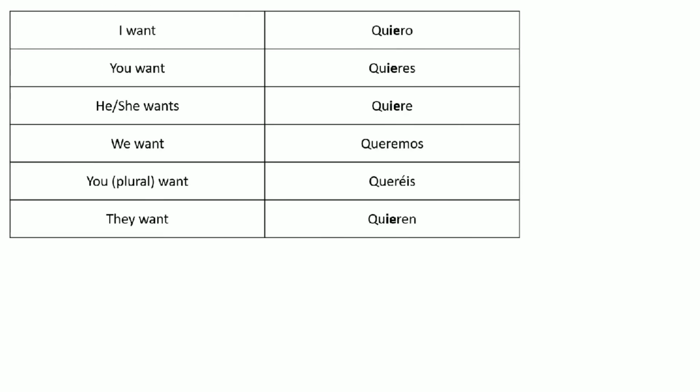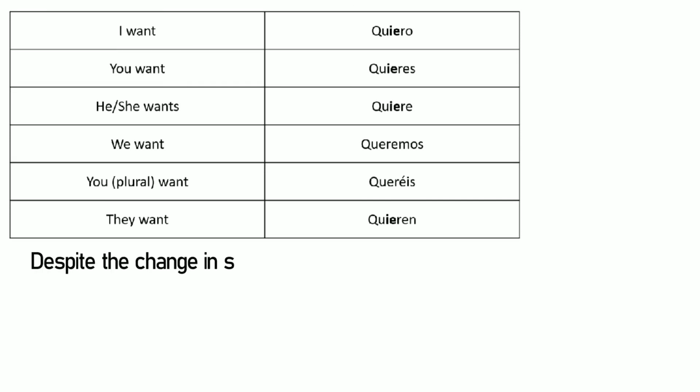In this second table, you can see the English and the Spanish together, and it's clear to see where the stem changes take place, everywhere except for we and you plural. And despite the change in stem, all the endings are regular. They're all the endings we've seen in the previous video. Here are some other examples of boot verbs.